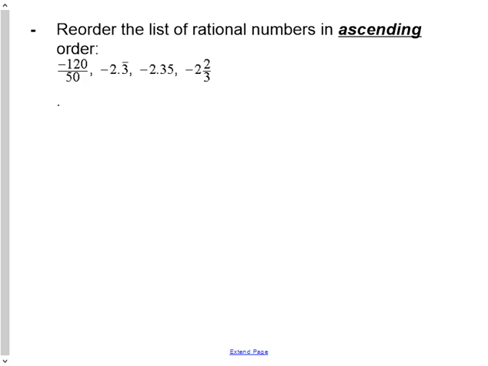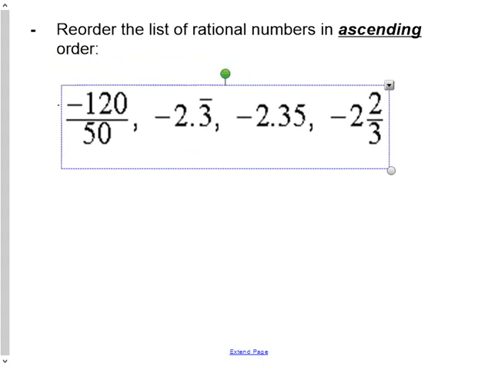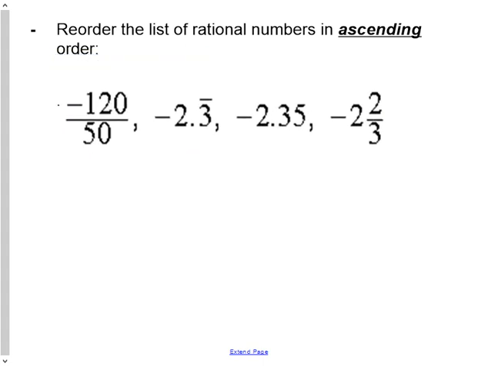The next question says reorder these 4 numbers in ascending order. So I'll take these here. Now remember, when you have rational numbers, you can either change them all to fraction form with common denominators or decimal form. I think we all agreed in chapter 2.1 that it's easiest to change them to decimals. So in this particular one, I can think of it as a division statement, but I can also think of it as a mixed or as an improper fraction. How many 50s are there in 120? There's 2 and 20 50ths.